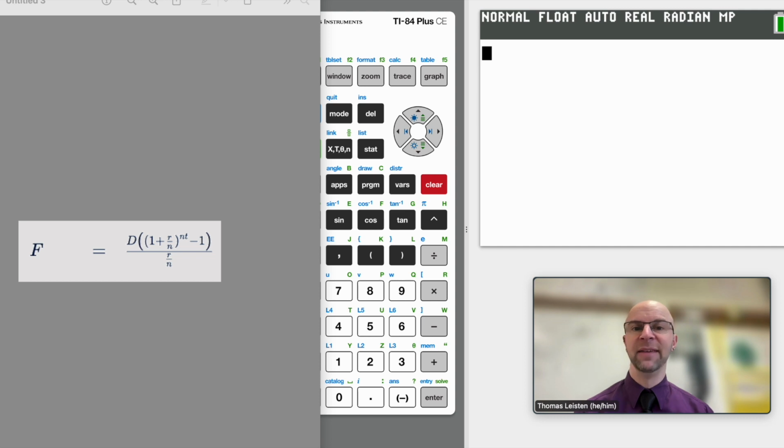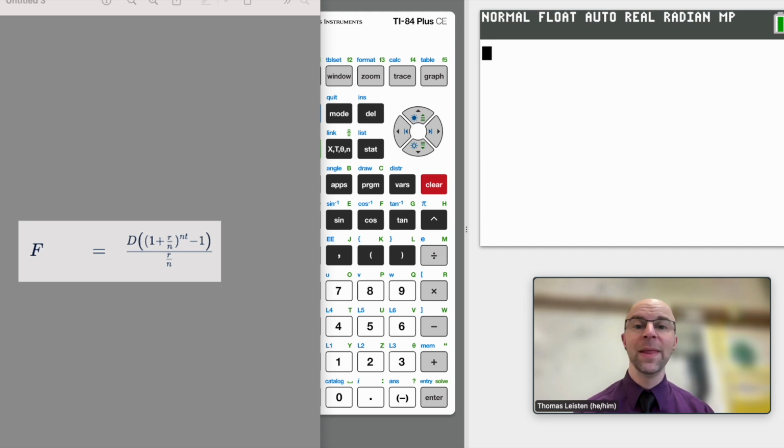Now, remember the variables that we have. F is our future value, the future or the full value. D is our deposit amount, how much we're putting in each period. Little r is going to be our interest rate as a decimal, and n is going to be the number of deposits annually. So that's going to be n equals 12 for monthly, n equals 52 if it's every week, n equals 1 if it's annually, etc. T is time, always in years.